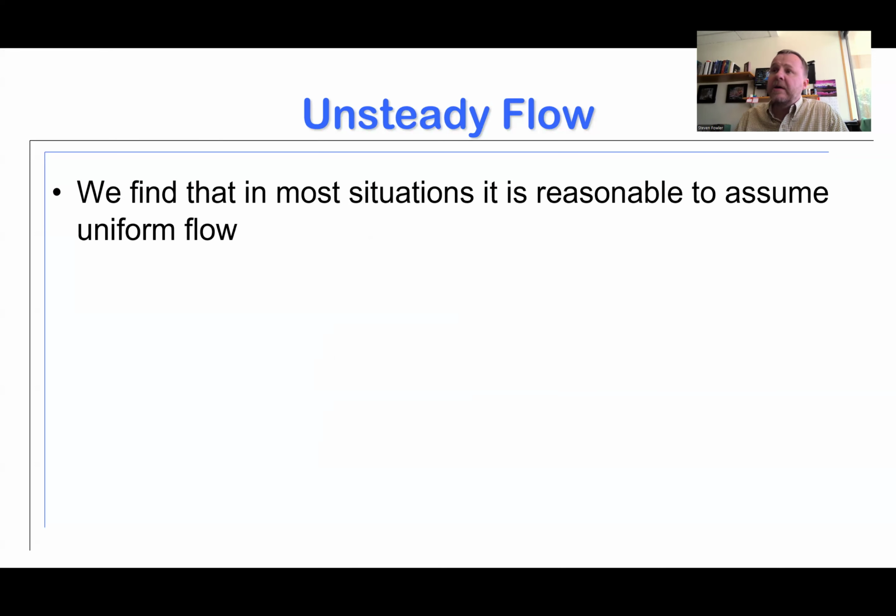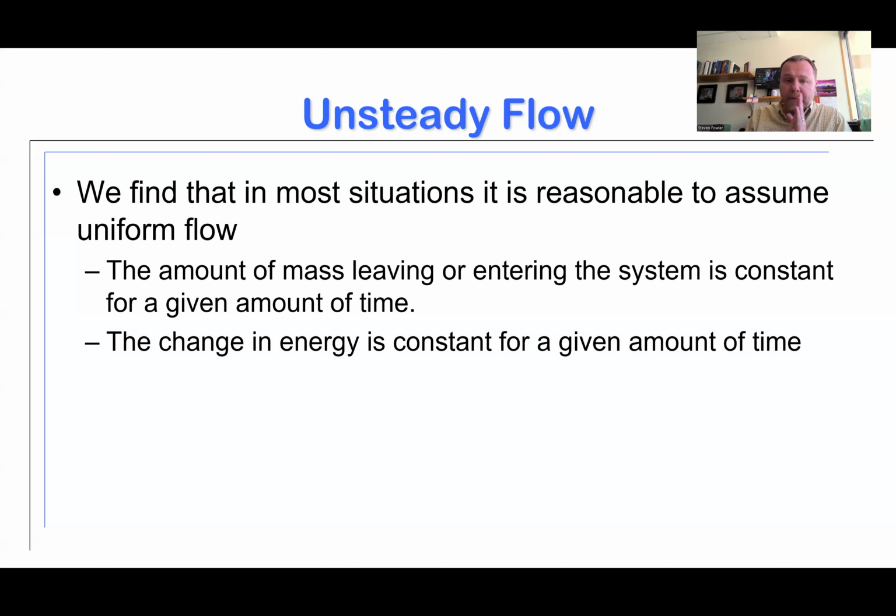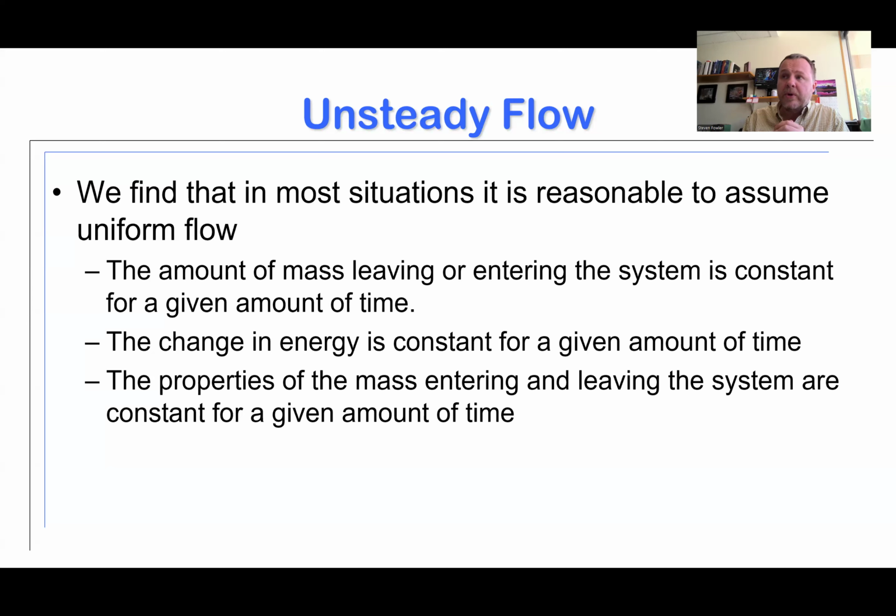Uniform flow means that basically we're going to assume that the mass flow rate, the rate at which mass leaves, is constant. We could also assume that the change in the energy over a short period of time is constant. So it's changing at a constant rate. So mass is leaving at a constant rate and the energy is changing at a constant rate. And also, we could assume that the properties, either into or out of the system, are constant.